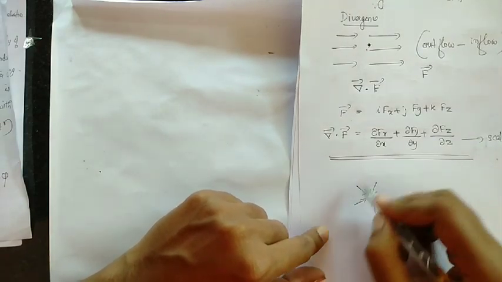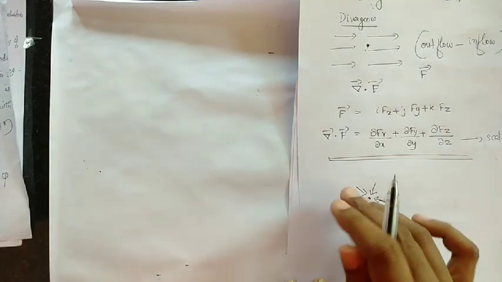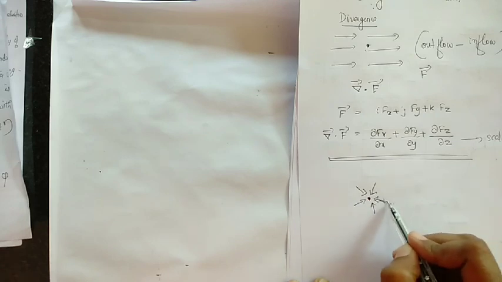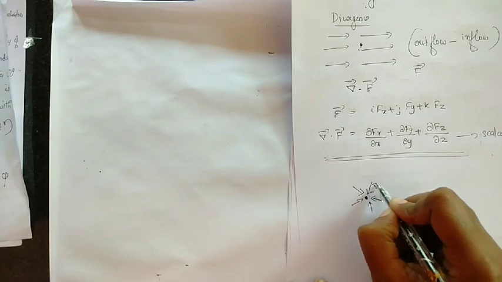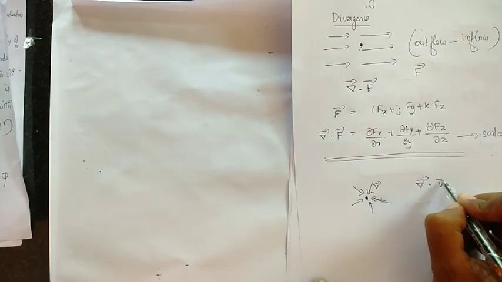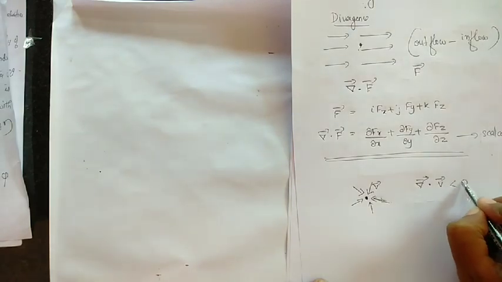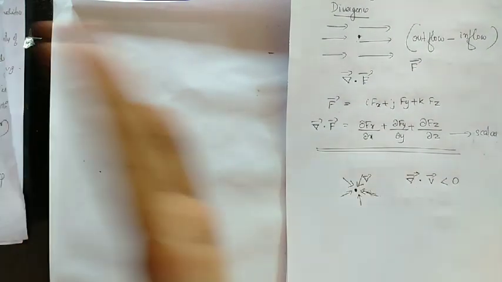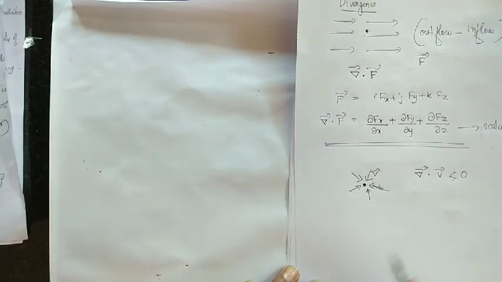Suppose all these vectors have the same length, then here there is no net outflow. Here the vector field is coming into that point, isn't it? Suppose here the vector field is the velocity vector, then what will be del dot v? Del dot v will be a negative quantity. It will be less than 0, isn't it? Because there is no net outflow. Inflow is there. So divergence at this point will be negative.